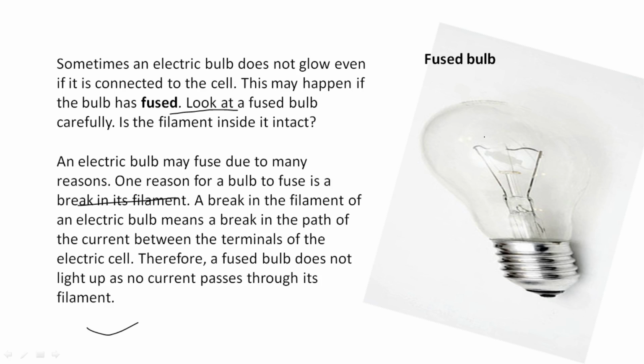If the filament is broken, then the bulb will not glow, even if it is connected to the electricity or to the cell. A break in the filament of the electric bulb means a break in the path of current. The current flows along the path between the terminals of the electric cell.